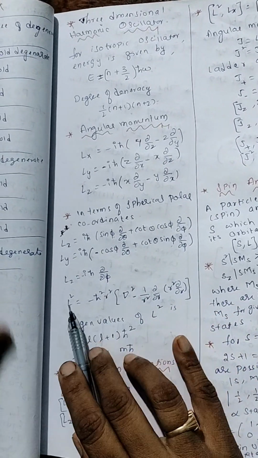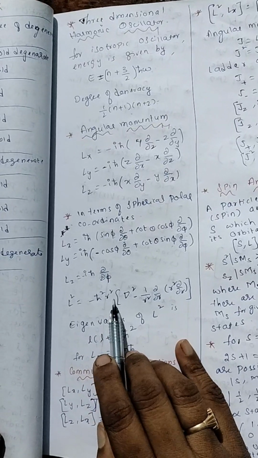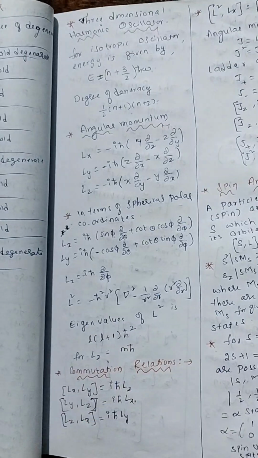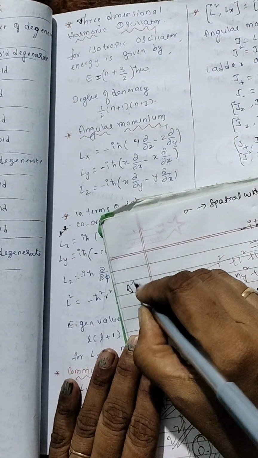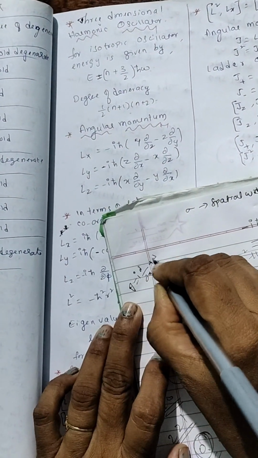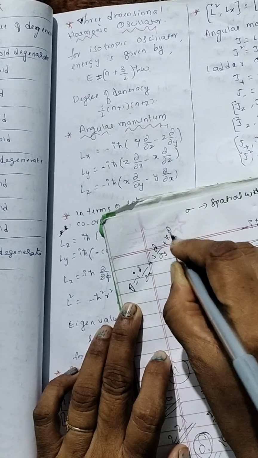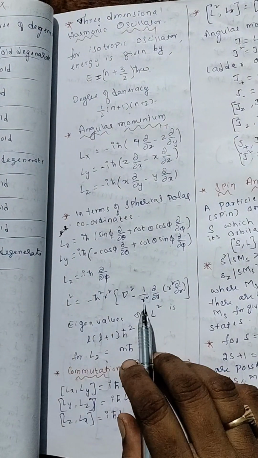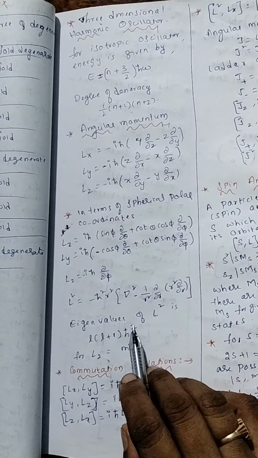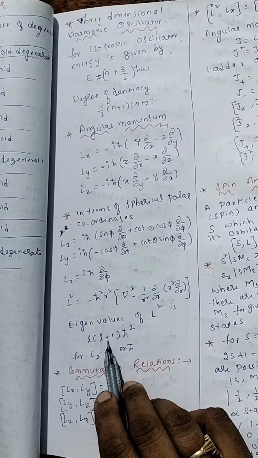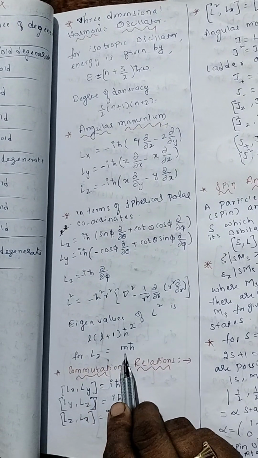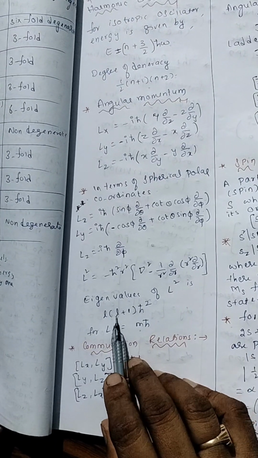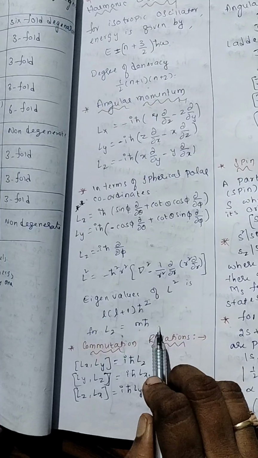Right? Now L square equals minus h cut square r square del square, where del operator is i dou by dou x plus j dou by dou y plus k dou by dou z. What is the del operator? i dou by dou x plus j dou by dou y plus k dou by dou z. This we call the del operator. Now del square is minus 1 by r square dou by dou r (r square dou by dou r). Eigenvalues of L square: L(L plus 1) h cut square. Lz: m h cut.